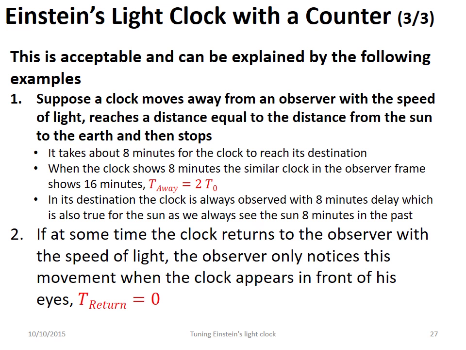2. If at some time the clock returns to the observer with the speed of light, the observer only notices this movement when the clock appears in front of his eyes. In that case, t return equals 0, which is again correct.